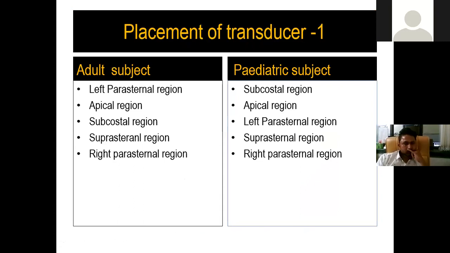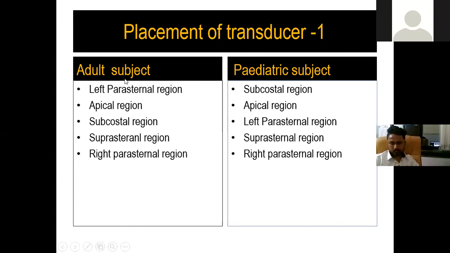Then second, what are the places where we should keep the transducer? The places: parasternal long axis view, left parasternal region. Then comes the apical region. Then comes the subcostal region. Then comes the suprasternal region and right parasternal region. This is for the adult population. Now the reverse happens in the pediatric population. We start with the subcostal region to identify the structures to label as morphological RA or morphological LA.